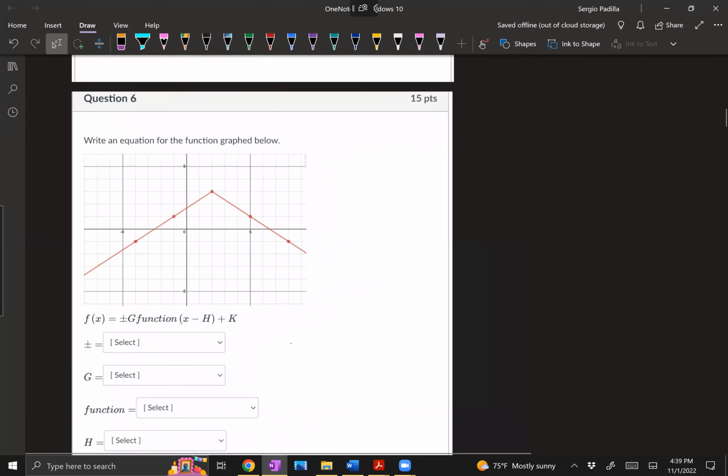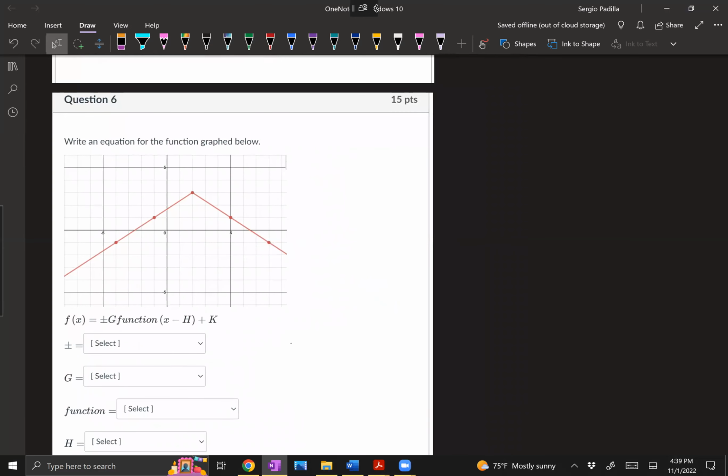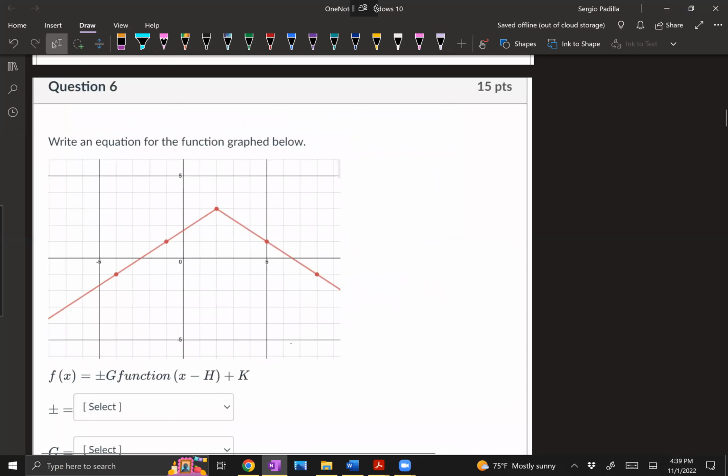We can use that on number 6 actually right here. So here they're giving you the same thing. First of all, this one they ask you to choose a bunch of different things. They're going to ask you what function this is. Instead of a, they're using g here for this particular one. They're going to ask you if it's positive or negative, and how far to the right and left, how far up and down that vertex is. So let's see if we can figure this out.